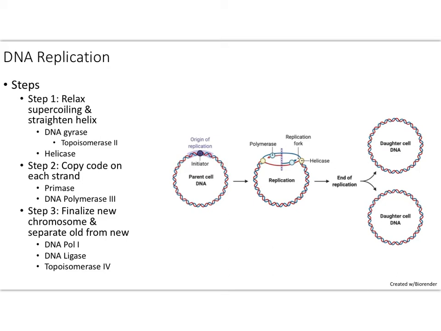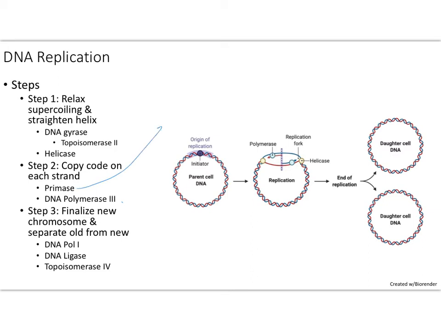During the second stage, the code on each strand of DNA is copied, essentially. The process starts with a molecule called RNA primase, and this enzyme is used to create a short strand of RNA that will attach to the DNA so that DNA polymerase can use it to grab onto the DNA. That sounds a little bit confusing, but we'll go through it step by step in just a second.